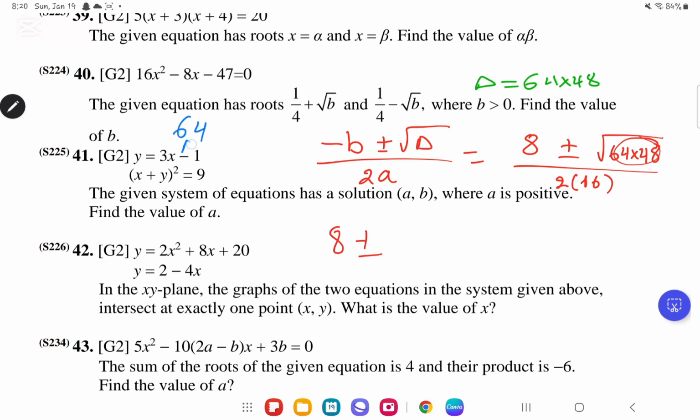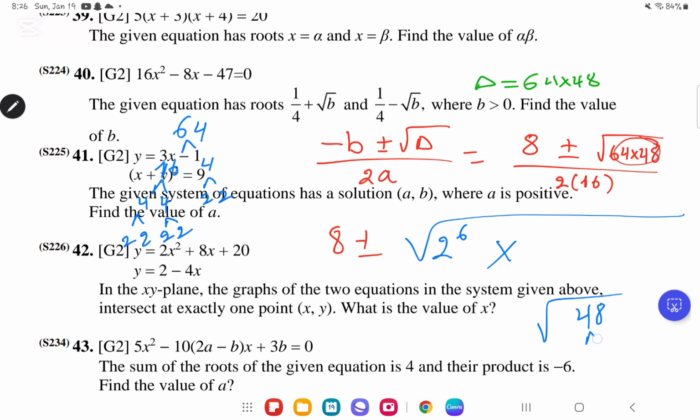For 64, we know it is 16 times 4. 4 is 2 times 2. 16 is 4 times 4. And then 2, 2, 2, and 2. So you could do it like this. So it's going to become 8 plus or minus, and then we have a big radical over here. We have 2 to the power of 6 times radical 48, which is 6 times 8. 8 is 2 times 4. 4 is 2 times 2. And then 6 is 2 times 3. So it is 1, 2, 3, 4.